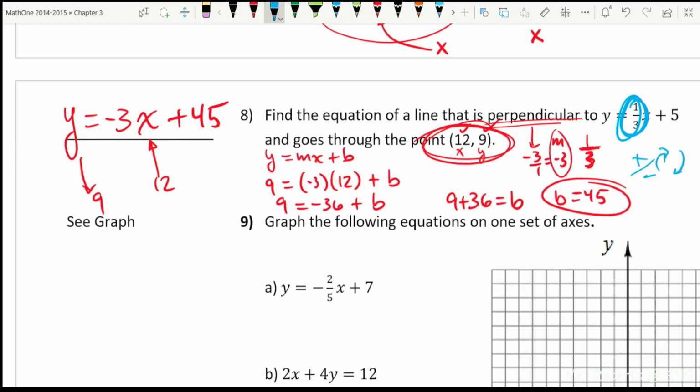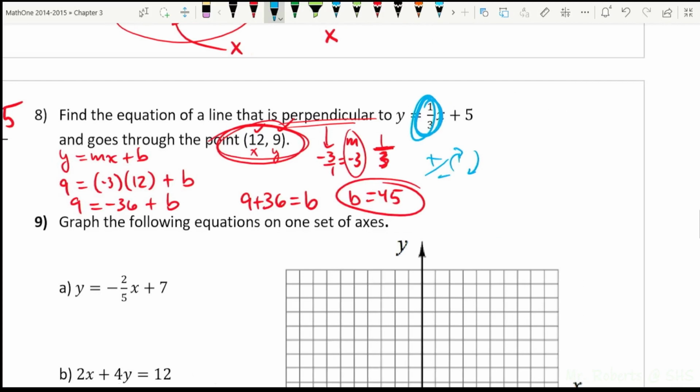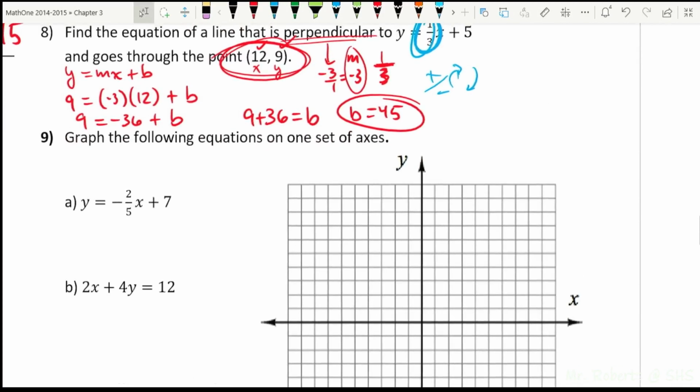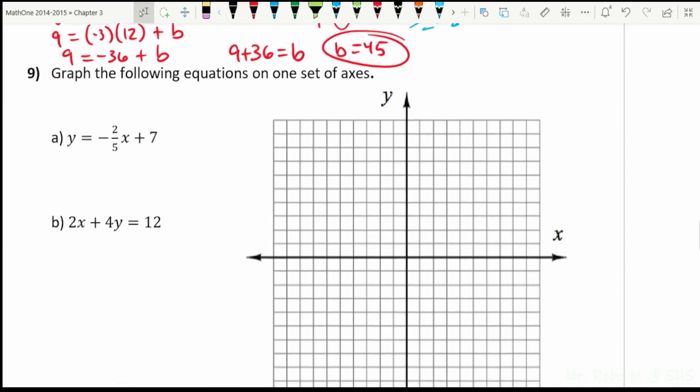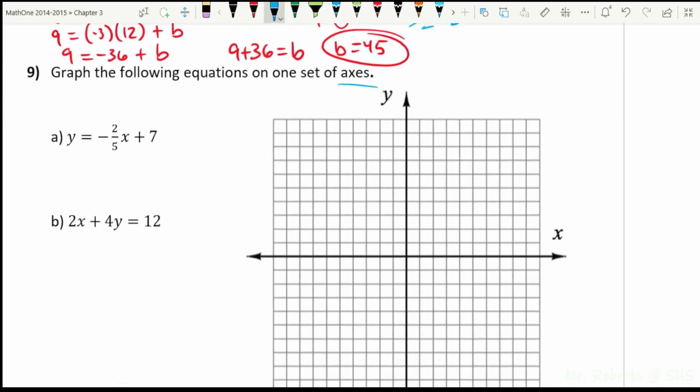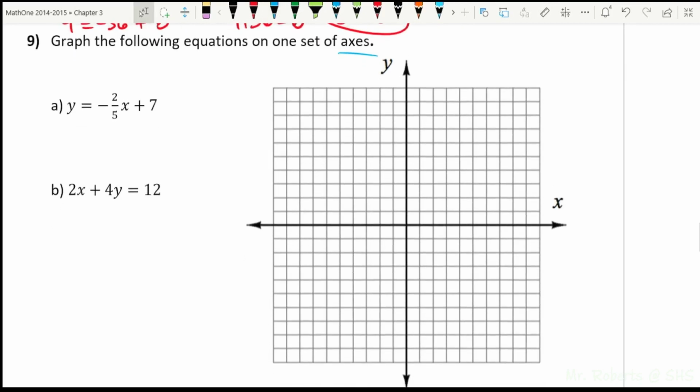Next, graph the following equations on one set of axes. I think I used the wrong word there. So let's graph both of these equations. This first one has a y-intercept at 7. So I'm just going to count up. I'll use red for this one. I'll go 1, 2, 3, 4, 5, 6, and 7.